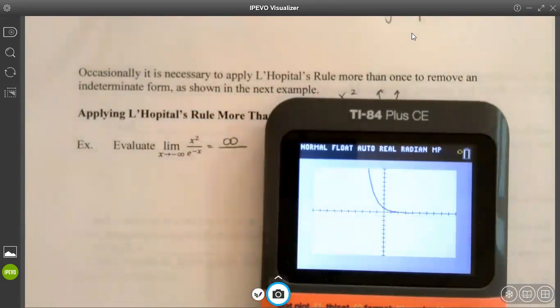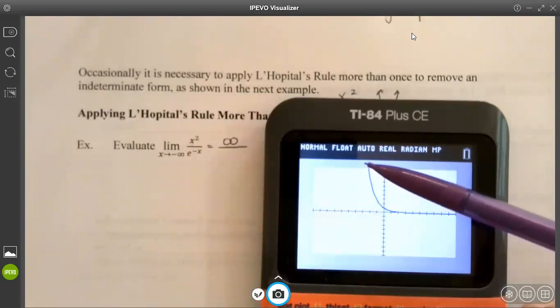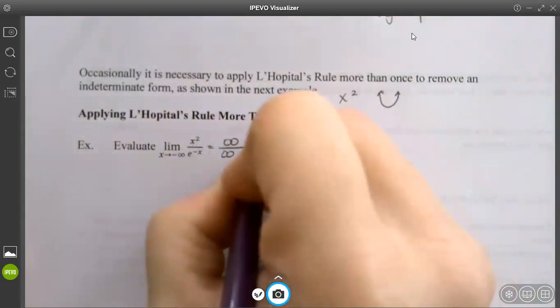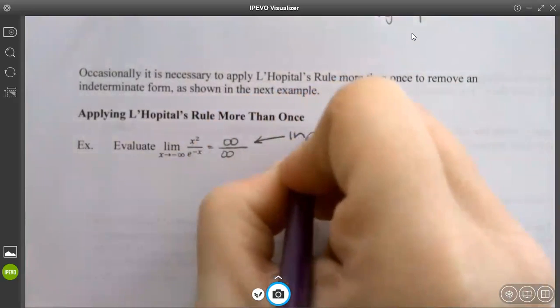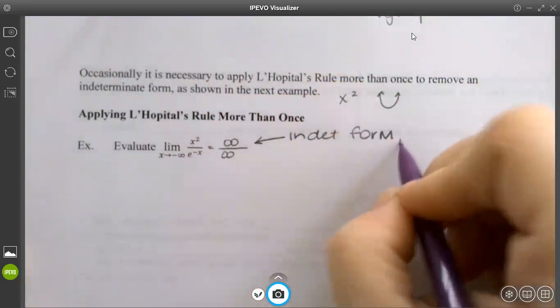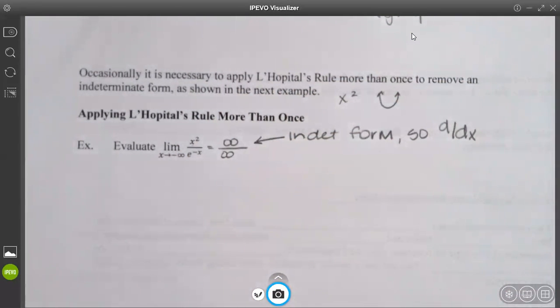Here is your e to the negative x. As we go to negative infinity, what does it do? Positive infinity. That makes an indeterminate form. So we're going to take the derivative of both.